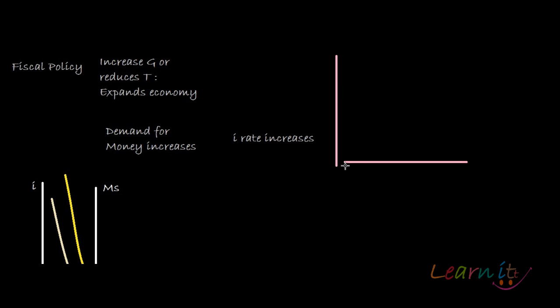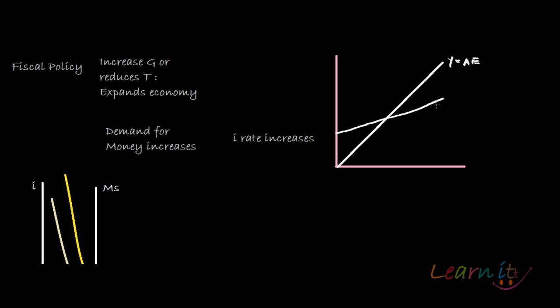So what will happen is, this is your 45-degree line, at your Y equals AE curve. This is the level of aggregate expenditure, that is AE1. What is AE1? AE1 is C plus I plus G1.